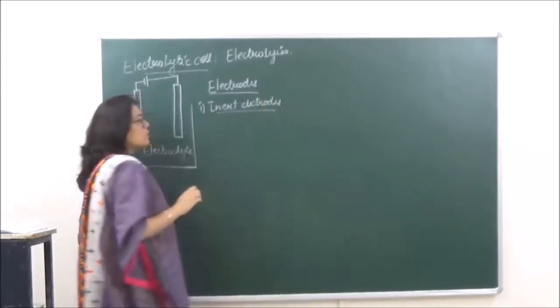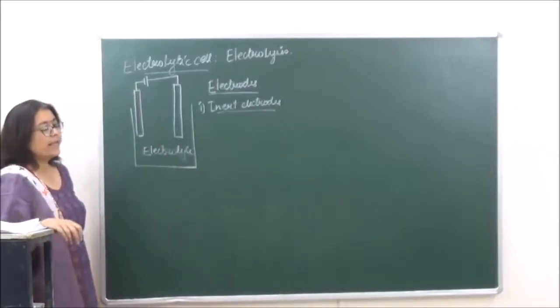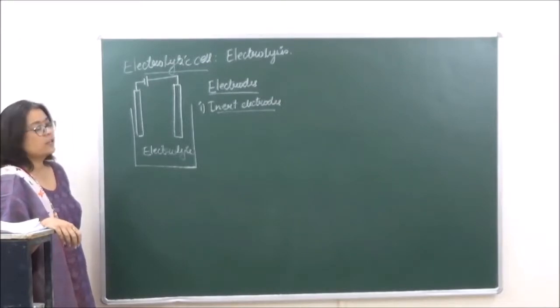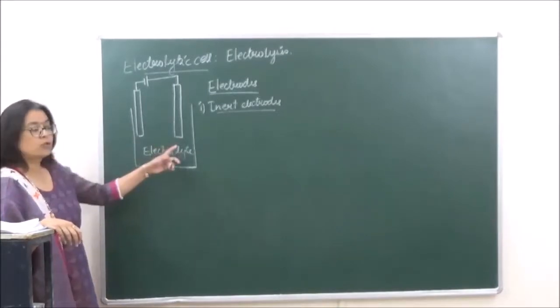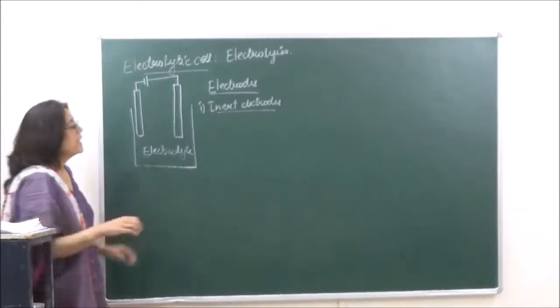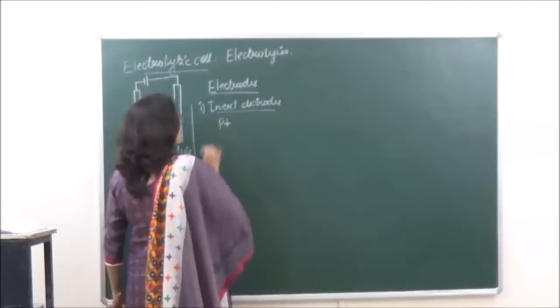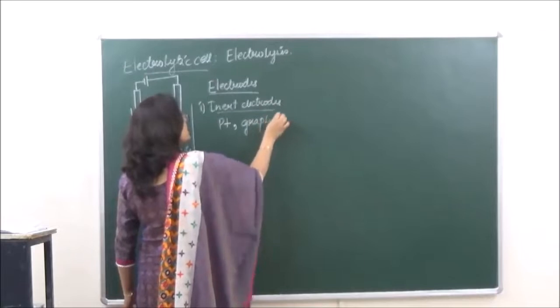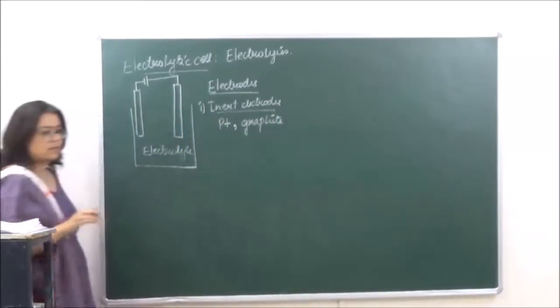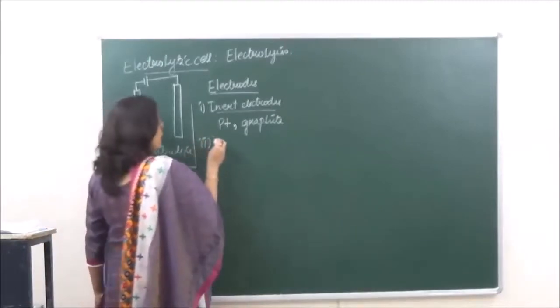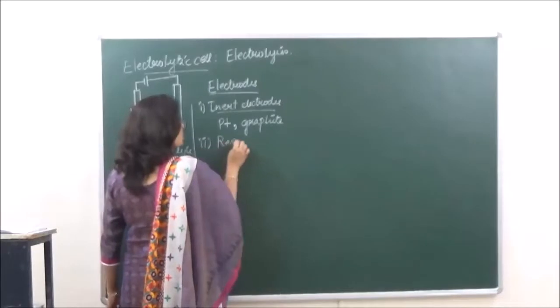What are inert electrodes? Inert electrodes are only a support system which will allow the electrons, or the ions, or the current to pass from one electrode to the other. They will not react with the electrolyte at all. Examples of inert electrodes which we can take are platinum and, mostly, graphite. Clear?